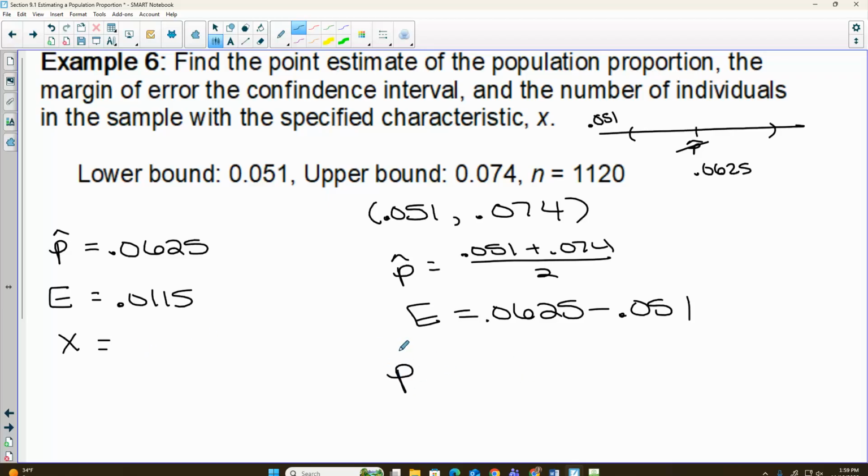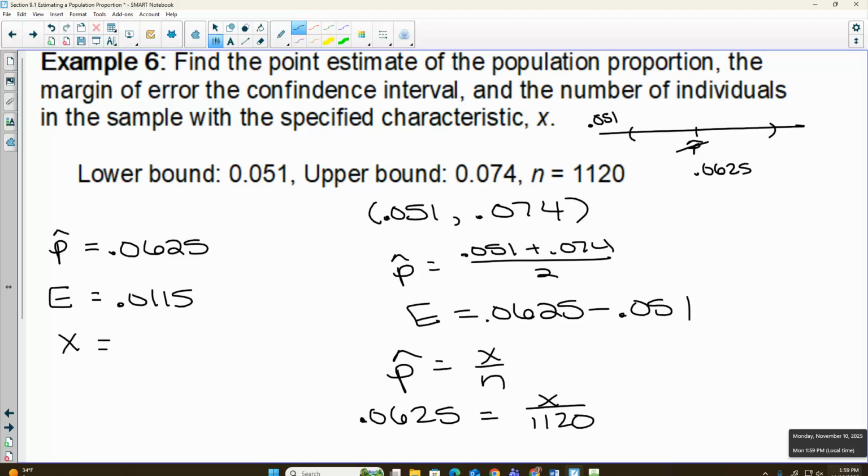Think about how p hat is found. P hat is x over n. I know my p hat. I know my n. So can you find x? P hat times 1,120, and x is 7.